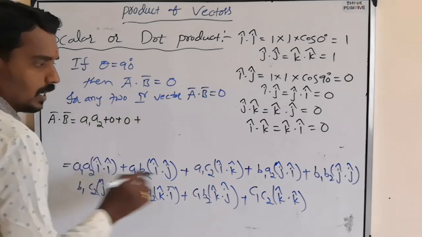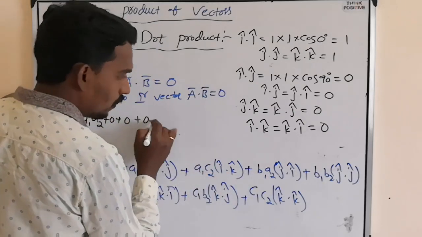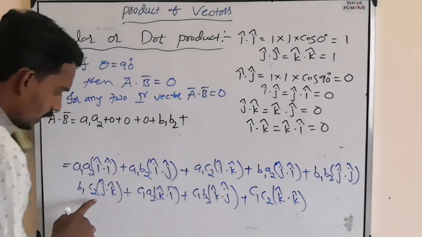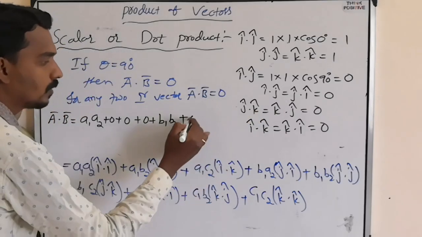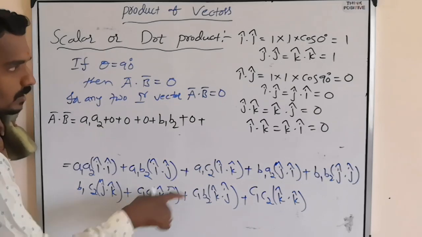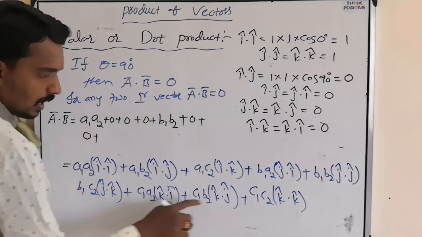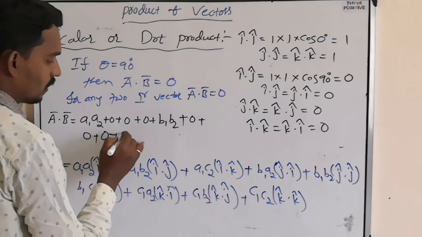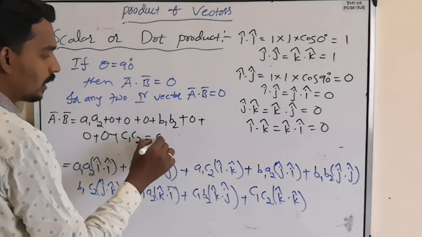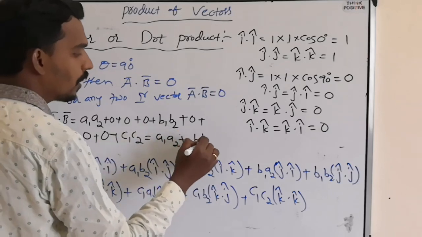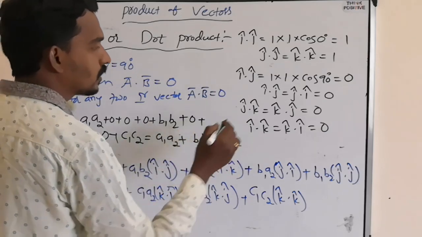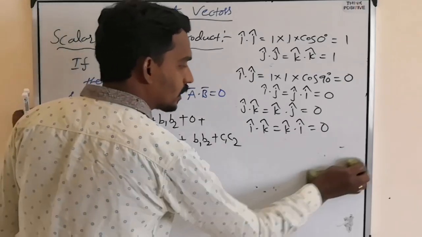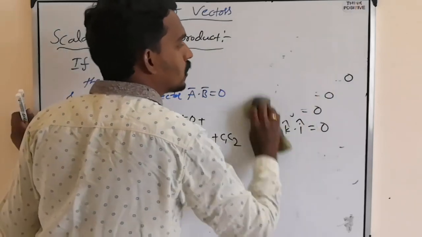0 plus 0. Then here j dot i is 0, j dot j is 1, so b1 b2, plus j dot k is 0, plus k dot i is 0, k dot j is 0, and k dot k is 1. That means c1 c2. So the final result is a bar dot b bar is nothing but a1 a2 plus b1 b2 plus c1 c2.